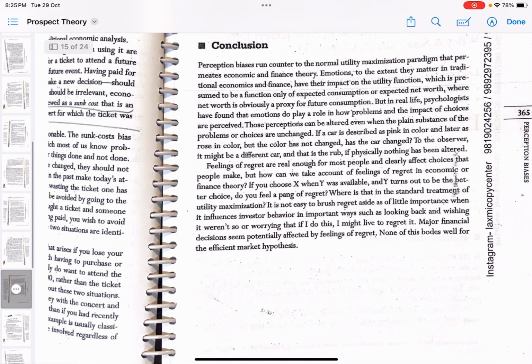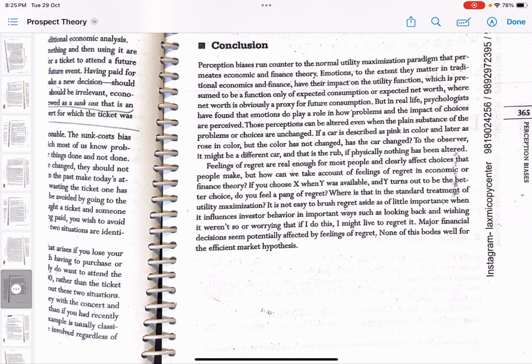Now let's conclude the chapter. Perception biases run counter to the normal utility maximization paradigm that permeates economic and finance theory. Emotions, to the extent they matter in traditional economics and finance, have their impact on the utility function, which is presumed to be a function only of expected consumption or expected net worth, where net worth is obviously a proxy for future consumption. But in real life, psychologists have found that emotions do play a role in how problems and the impact of choices are perceived. Those perceptions can be altered even when the plain substance of the problems or choices is unchanged.